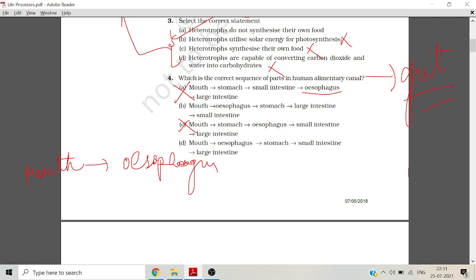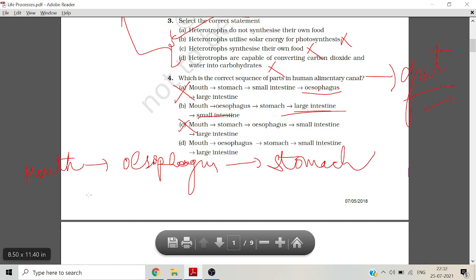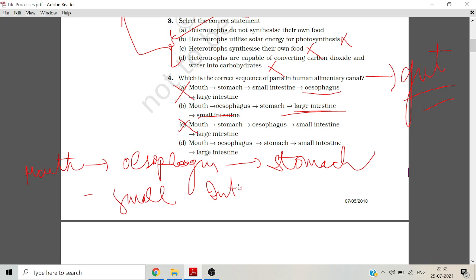So B says mouth, esophagus, stomach, large intestine, small intestine. But you know, the food goes to the large intestine later on. First it goes to the small intestine, right? We are talking about the sequence. After the esophagus, we have the stomach. Then we have the small intestine. And then we have the large intestine. So D should be the correct answer. Okay, everyone.